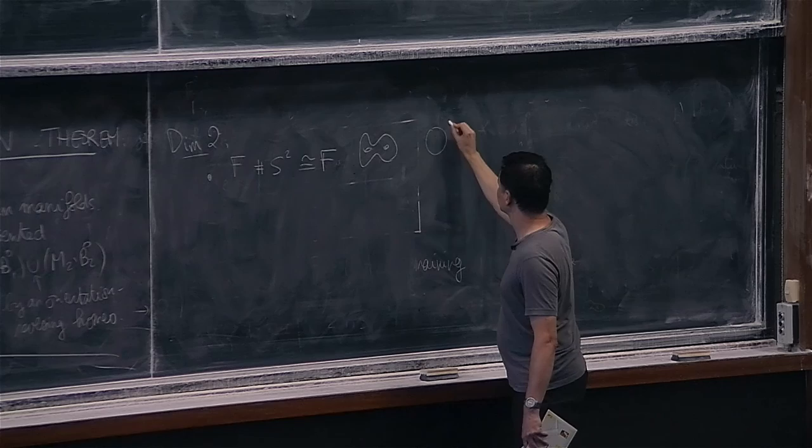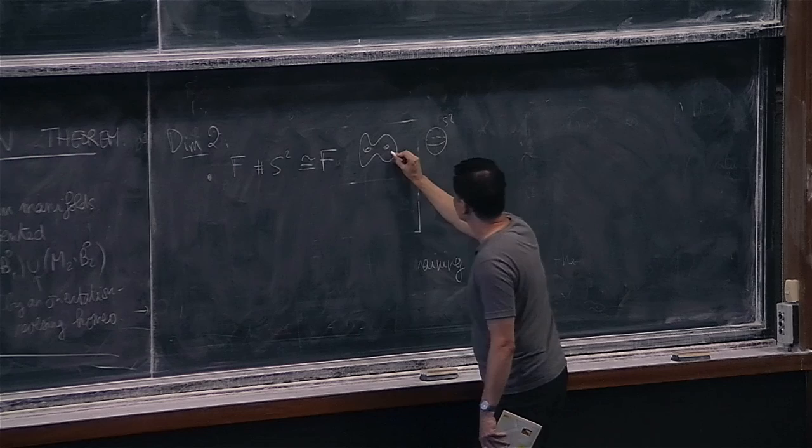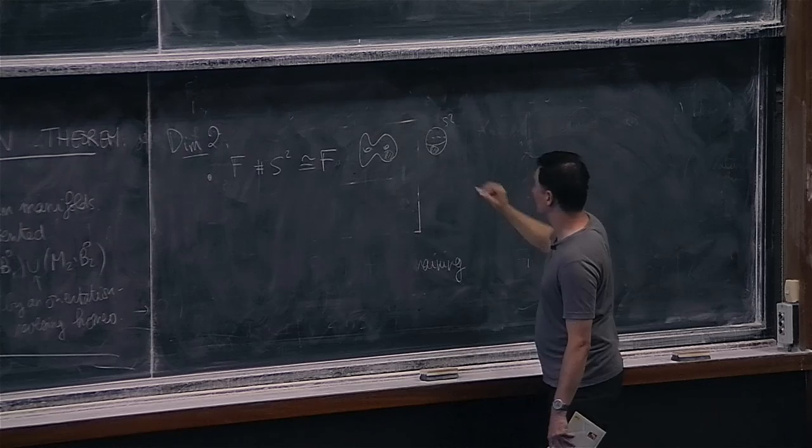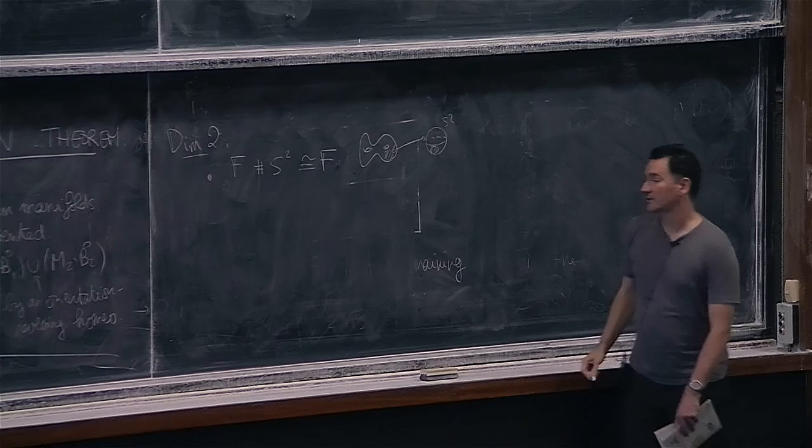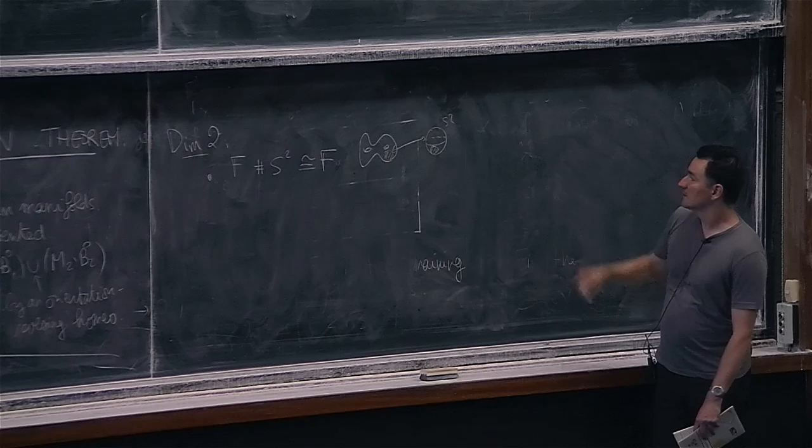And then I do the connected sum. So I remove a disk from the first one. I remove a disk from S2. But then the complement of a disk in S2 is, again, a disk. And so what you are doing is removing a disk and gluing back a disk. And since we know that this is independent of the gluing, then this is a trivial operation.